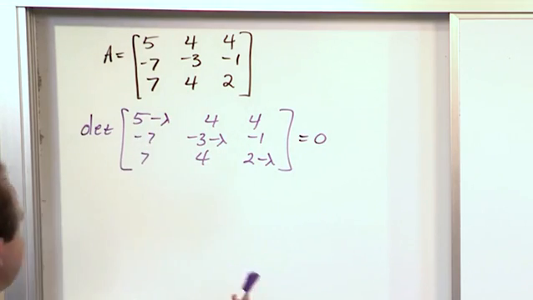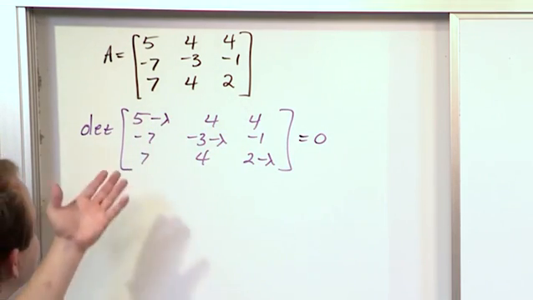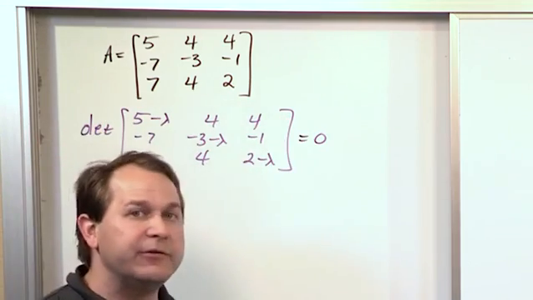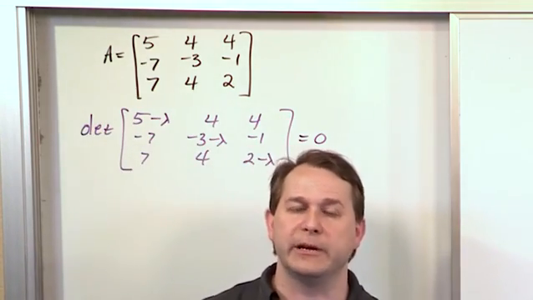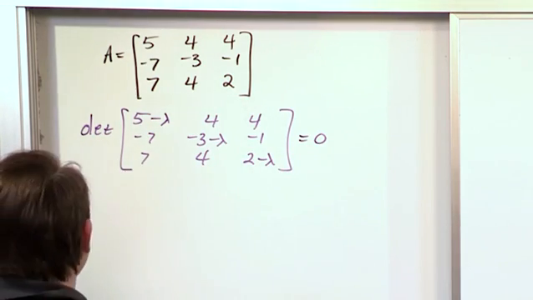Now you can immediately see how much more work you have in front of you. Even though you can write it down easily, now you have to find the determinant of this 3 by 3, which is a lot more work than finding the determinant of a 2 by 2. So everything increases in complexity, but you know how to do this.